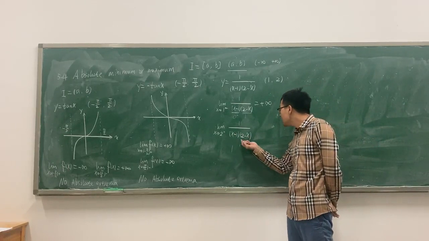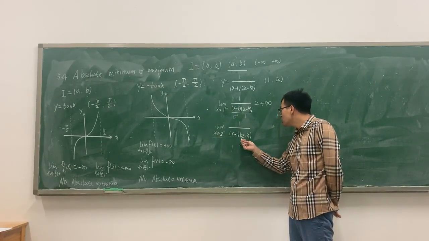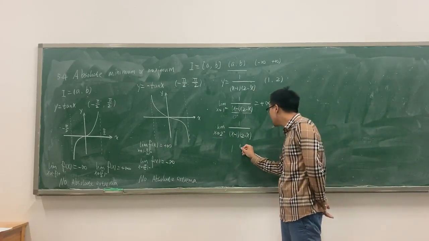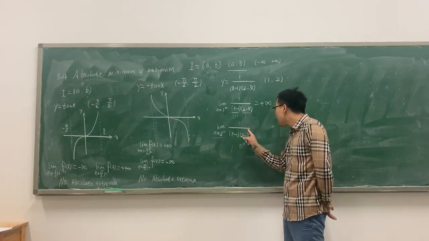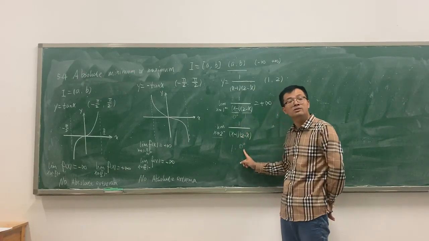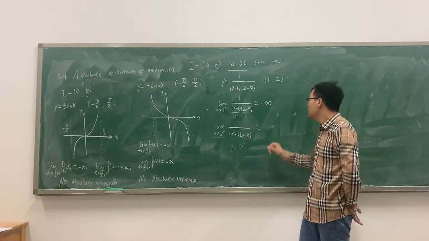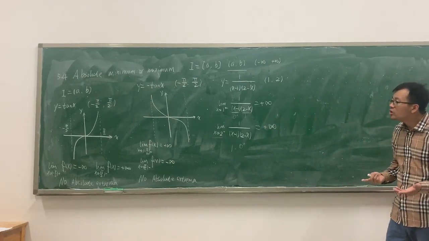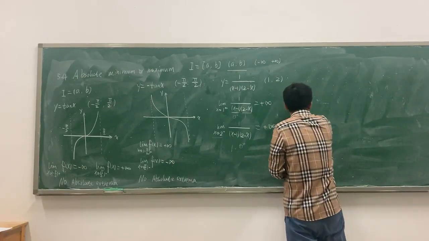So here is 0, here is x approaches 2 from left, 2 minus x approaches 0 from right, yeah? So 1 by 0 from right. So this infinity, the limit, is also plus infinity, yeah? So the graph of this function actually is like this, okay?